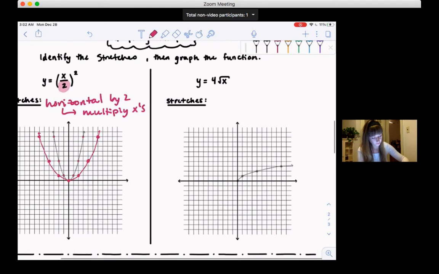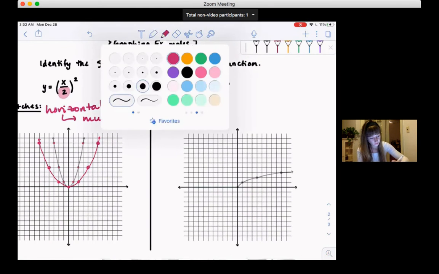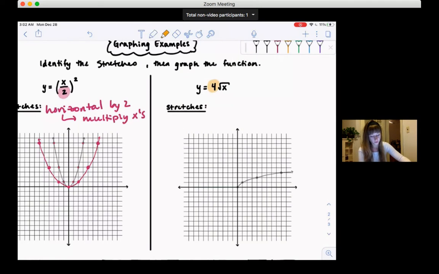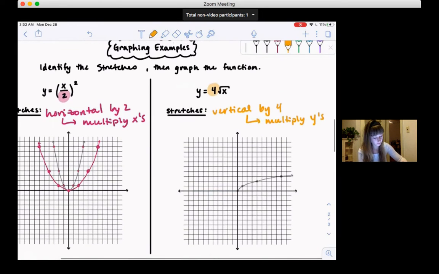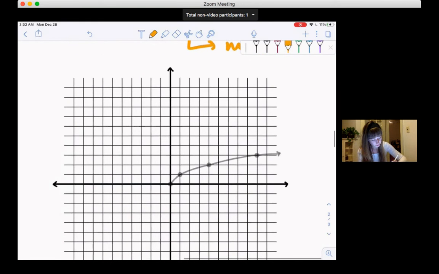Now let's look at a vertical stretch. So here we have a 4 multiplying outside the function. So that's a vertical stretch by 4. So we're going to multiply y values, right, by 4. Okay, so we start here. That point has a y value of 0. If we multiply that by 4, we still get 0, so we're going to stay at 0.